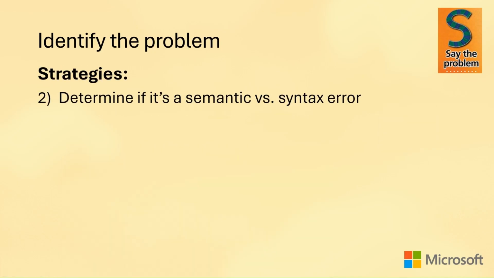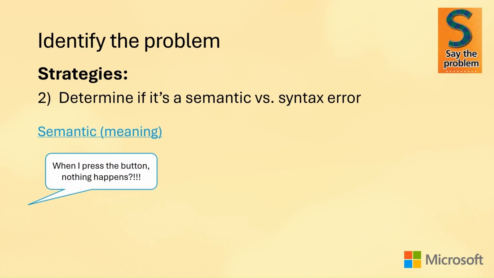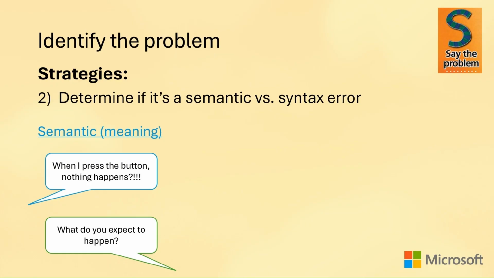Another first step strategy to identifying a problem is to determine if it's a semantic or syntax error. A semantic error is an error of meaning. So nothing's technically wrong with the code, but the program doesn't behave the way you want it to. For example, the program is running fine, but when you press the button, nothing happens. In this case, you want to understand what the expected behavior is and how that differs from what is actually happening.